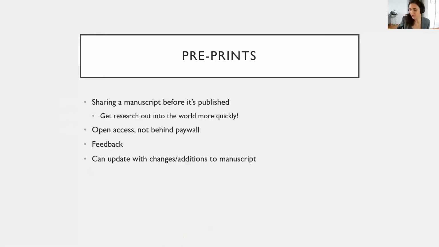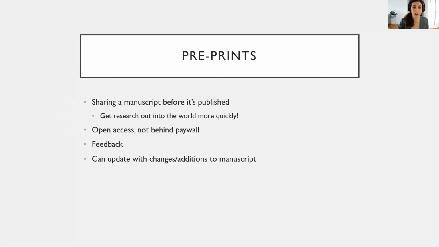And then lastly, we have preprints. So preprints are sharing a manuscript before it's actually published. So the idea behind preprints is to get research out into the world more quickly because the publishing process can take months for the reviews to come in, months for revisions. Maybe there's a second round of reviews. So it's quite a long process, but preprints lets you put your research out into the world much sooner.